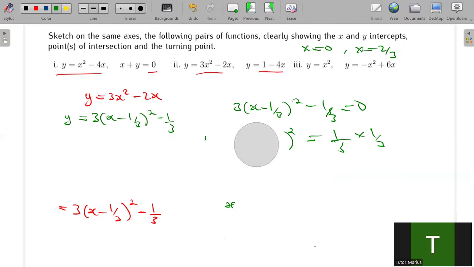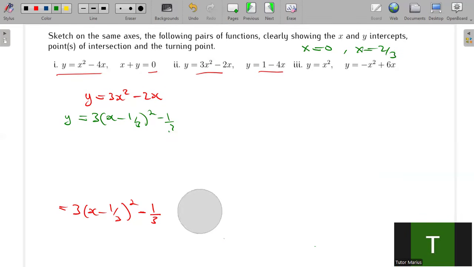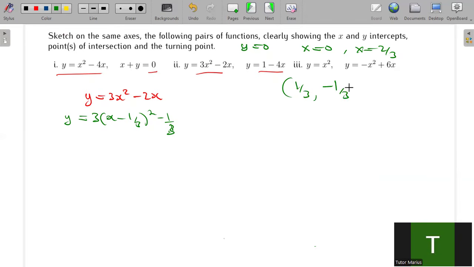Right. And then we can clearly see that when x is 0, we just end up with y being 0. So our y-intercept is y equal to 0. Then from here, we can get the turning point. That is just going to be, so I multiply the negative of that, I get 1 over 3, then I get that the way it is, negative 1 over 3. So this here is my turning point.